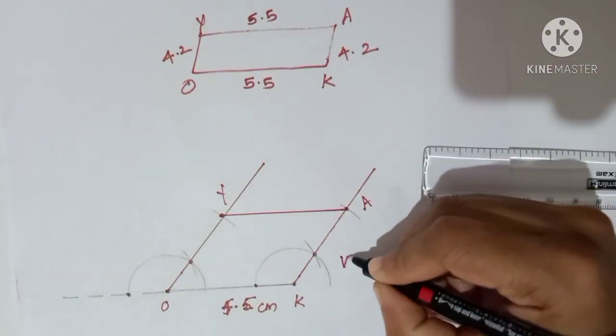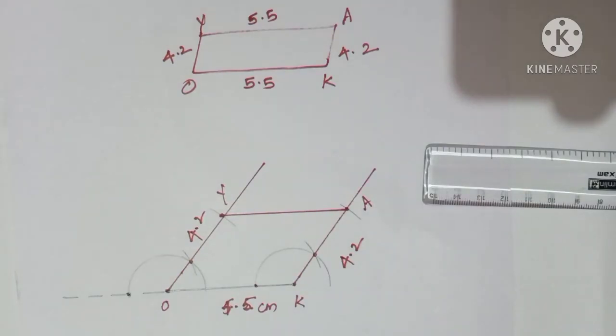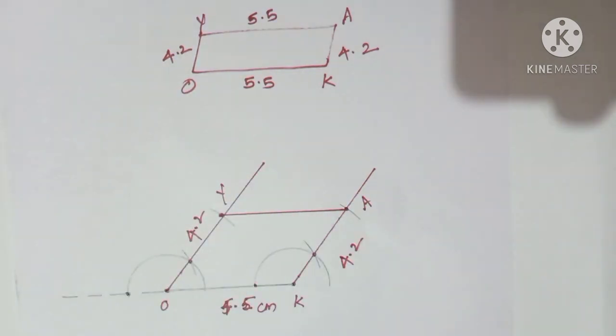So what is the measurement here? 4.2 and here also 4.2. So we have constructed a parallelogram. Right? So I will explain one more time. Just draw the rough sketch. For a parallelogram, what is the property? Opposite sides are equal and opposite sides are parallel. Keep in mind, opposite sides are equal and opposite sides are parallel.